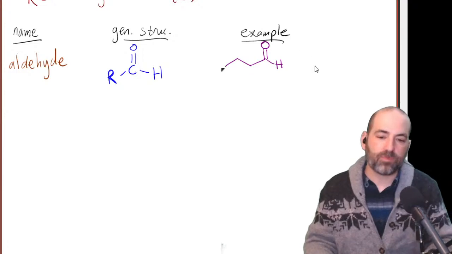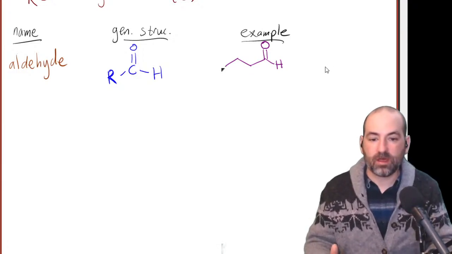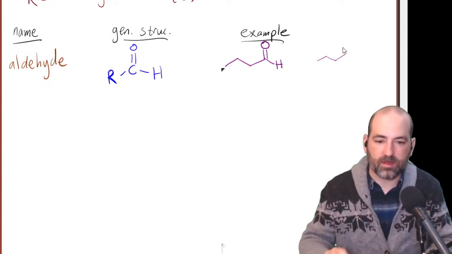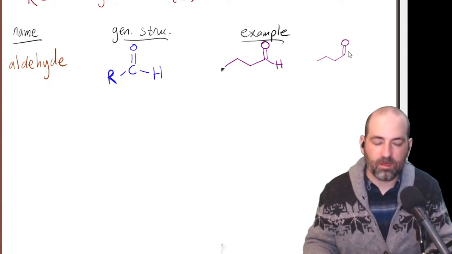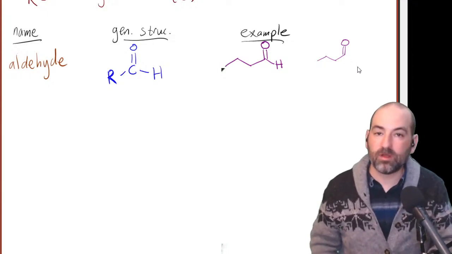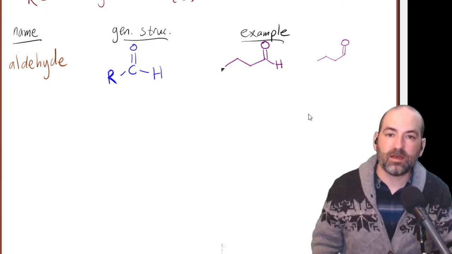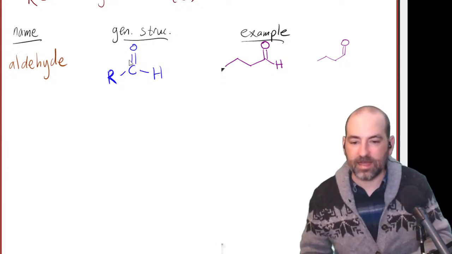So we can put it there, or we can actually leave it off because with line structures, we tend to leave off the hydrogen. So we could also draw this like this and just not have any line there. But if we put a line, we've got to put the hydrogen because otherwise we're going to assume it's a carbon, and that's not an aldehyde.